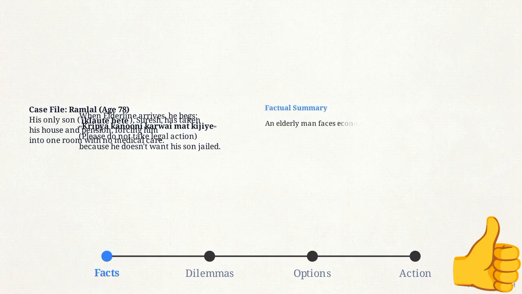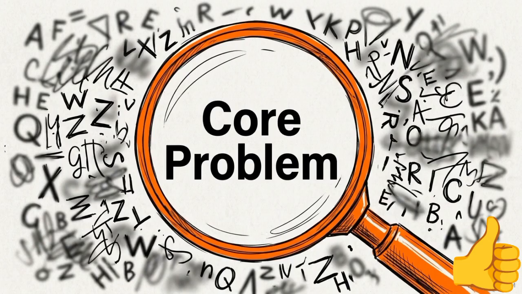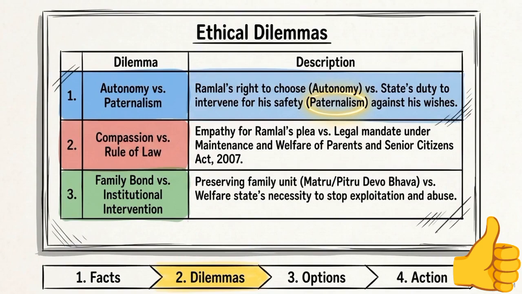On the right, we write a 3-line summary. An elderly man faces economic exploitation, but refuses legal action. This creates a conflict between the victim's autonomy and the investigating officer's duty. Limiting this summary to 3 lines signals to the examiner that you possess administrative clarity and can separate the core problem from the noise.